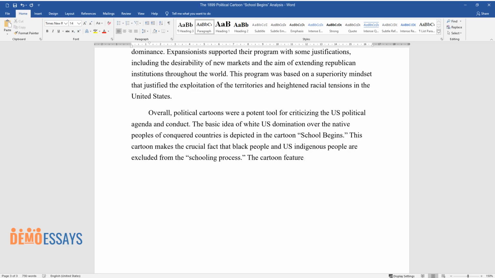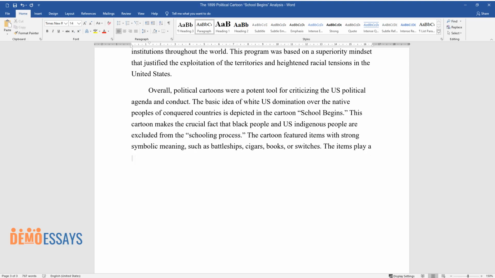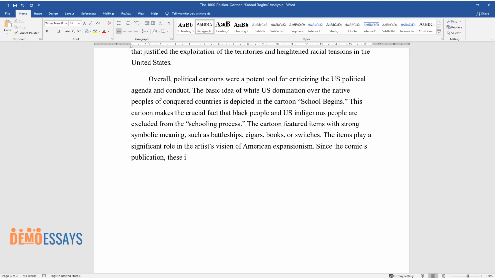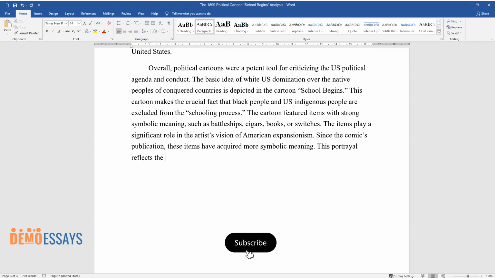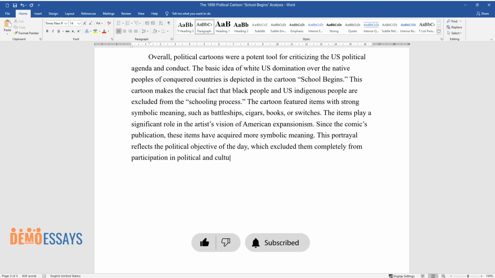The cartoon featured items with strong symbolic meaning, such as battleships, cigars, books, or switches. The items play a significant role in the artist's vision of American expansionism. Since the comic's publication, these items have acquired more symbolic meaning. This portrayal reflects the political objective of the day, which excluded them completely from participation in political and cultural life.